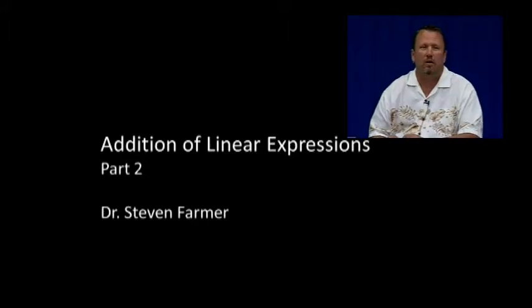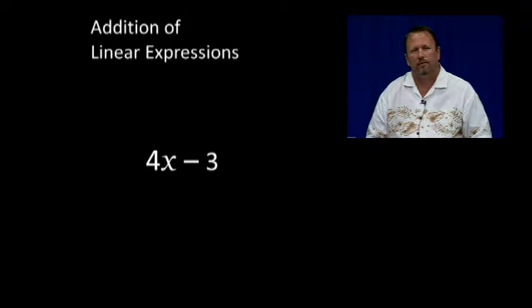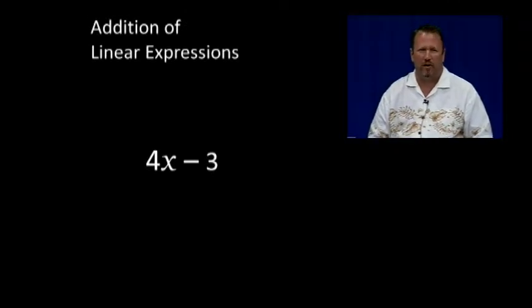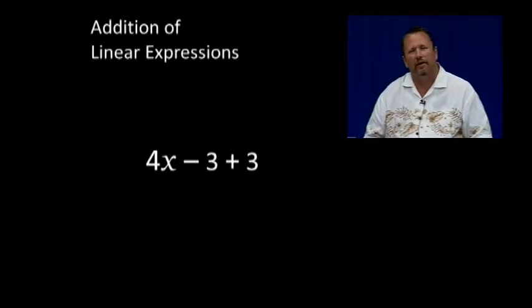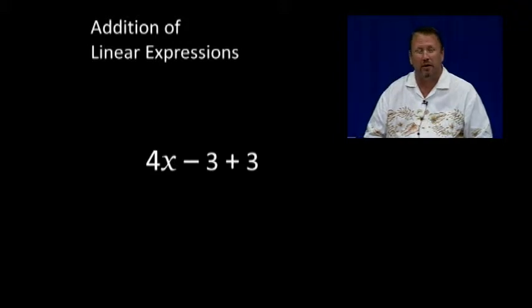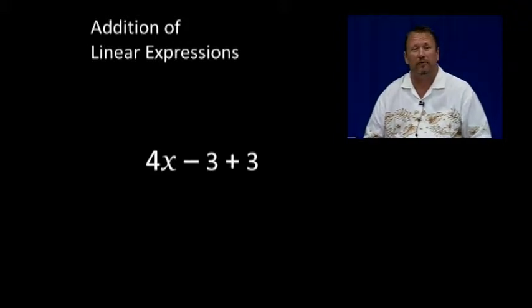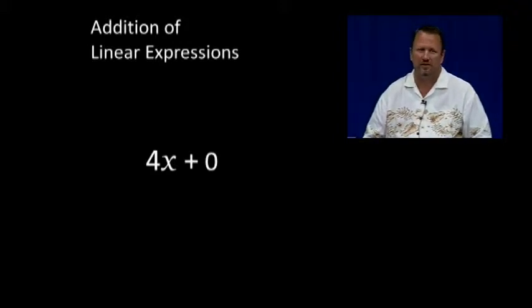So let's talk more about the addition of linear expressions. Here is our linear expression, 4x minus 3. And we can add 3 to that expression, and we know that negative 3 plus 3 is equal to 0. So 4x minus 3 plus 3 is equal to 4 times x plus 0.